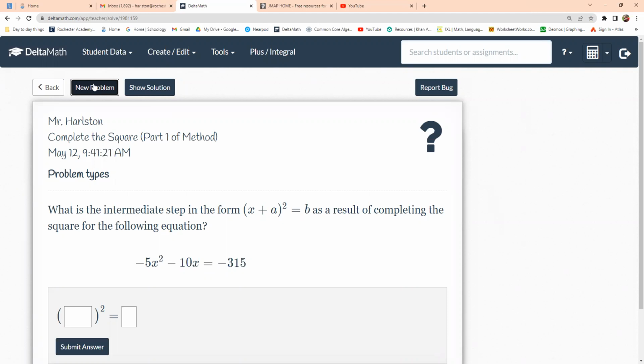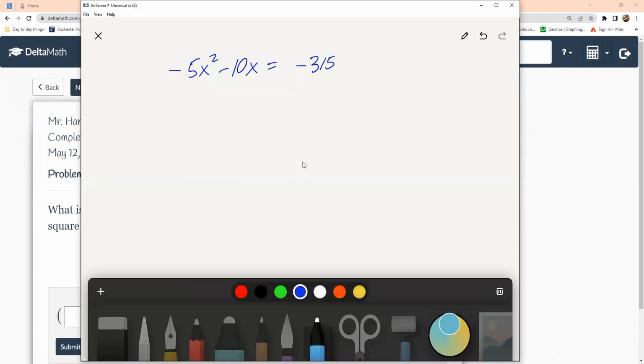This one is a negative 5x squared minus 10x equals a negative 315. All right, now I'll go to my iPad. In order to complete the square, you have to have a 1 in front of the x squared. You can't have any other number besides 1. So I'm going to divide a negative 5 out of all of these terms.